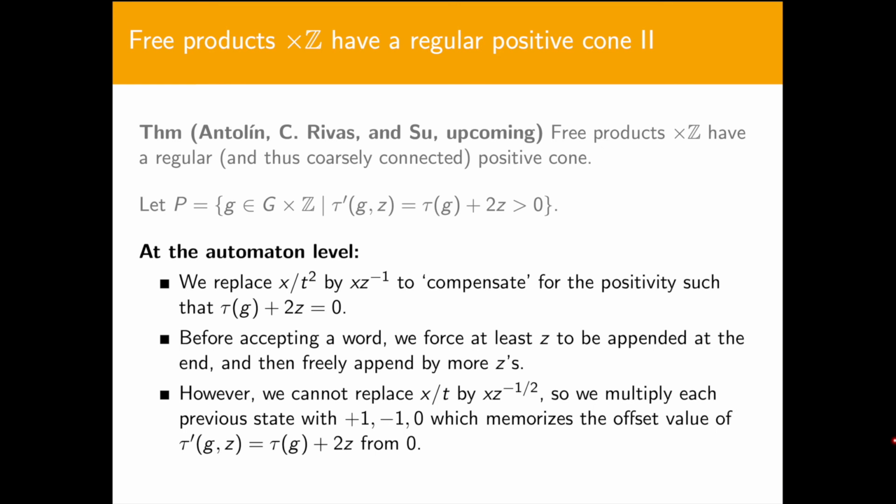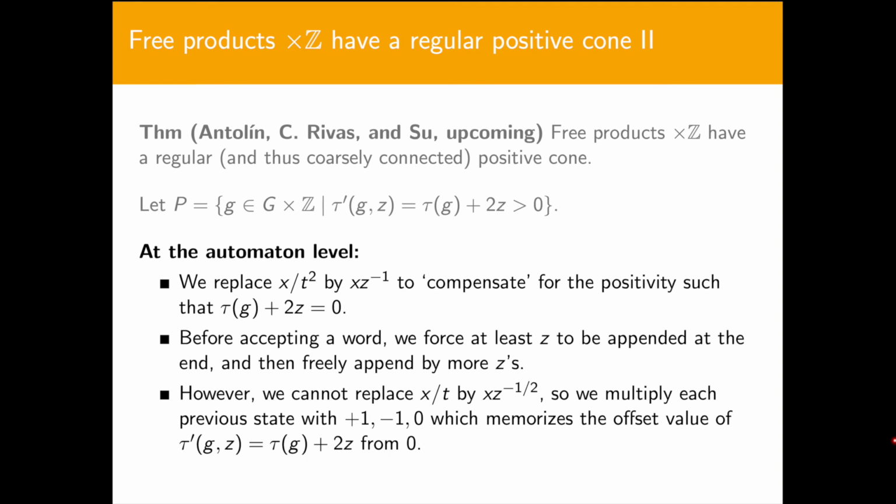So your tau prime count is always 0, and at the end you append at least one z so that your tau prime count is greater than 0. And then you can append as many z's as you want, because the more positive, the better for your positive cone. The point is that you want everything that you accept to be in a positive cone, right? That's why you append at least one z.